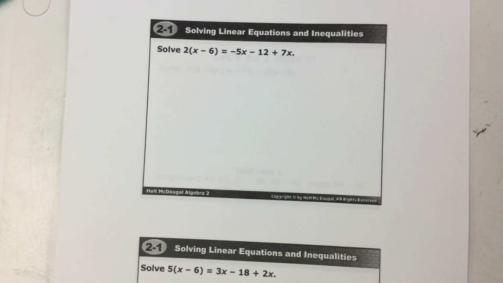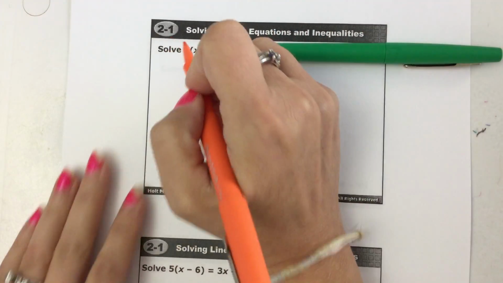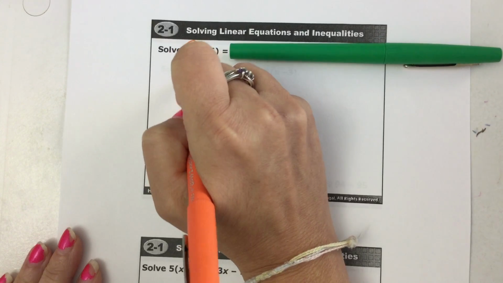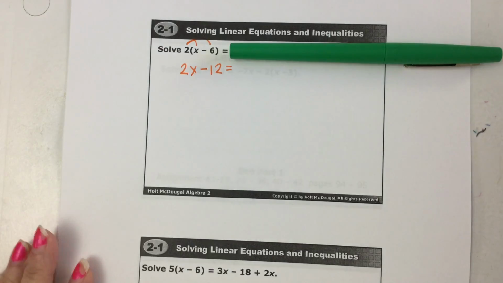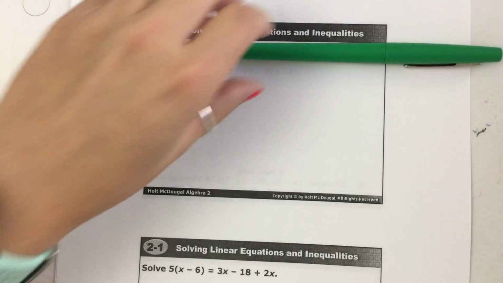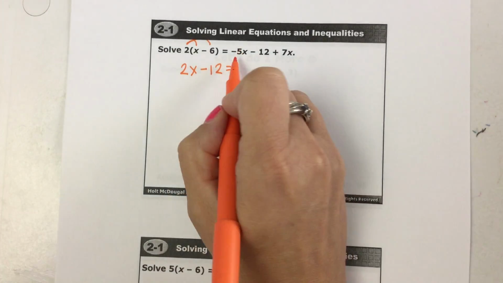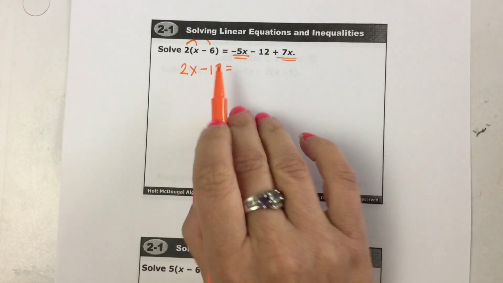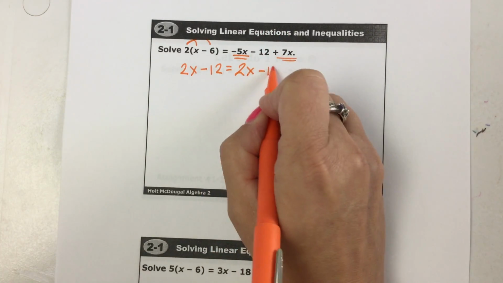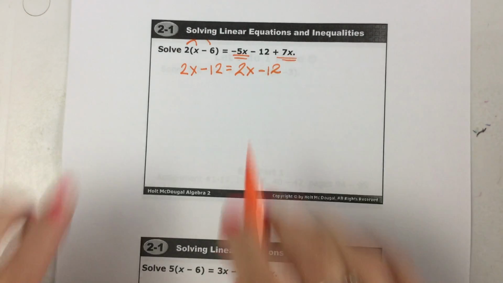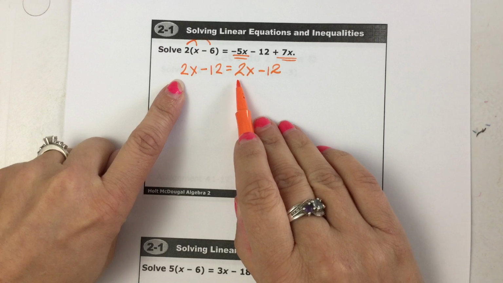Okay, let's look at a couple more just to make sure we've got it. One side at a time. Distribute. 2 times x is 2x minus 2 times 6 is 12. I cannot combine them because one has a variable, one does not. Now on this side, I don't have parentheses, but I do have like terms. Negative 5x plus 7x makes 2x, and I still have a negative 12. I cannot have x's on both sides of an equation. The numbers in front match.